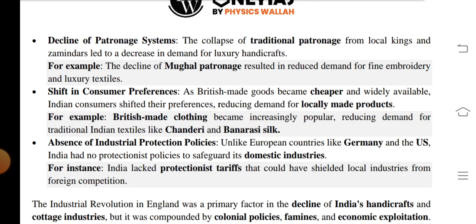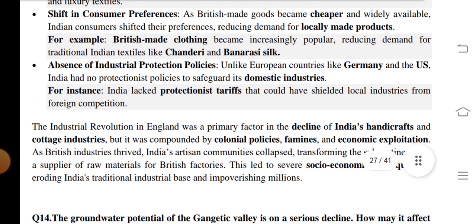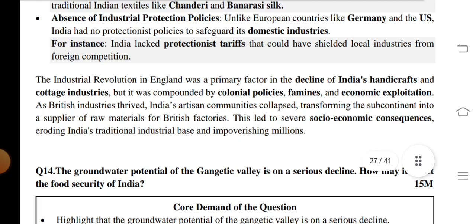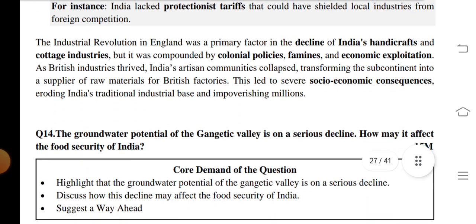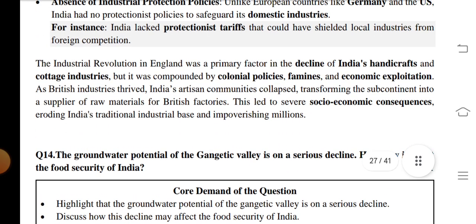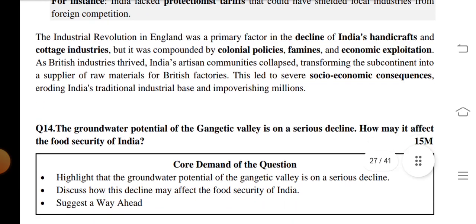Absence of industrial protection policies. Unlike European countries like Germany and the US, India had no protectionist policies to safeguard its domestic industries. For instance, India lacked protectionism and tariffs that could have shielded local industries from foreign competition.